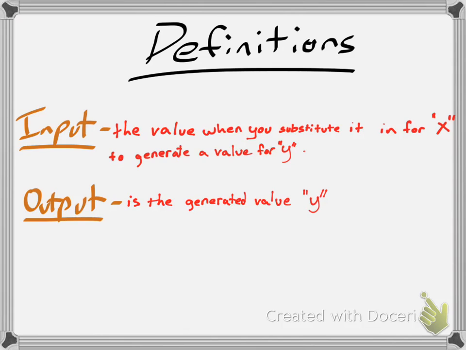So if I said pizzas cost $2 apiece plus $3 delivery fee. What if you order 4 pizzas? The 4 would be the input. So you do 4 times 2, which is $8, plus the $3 delivery charge, which is 11. And 11 is considered the output. It's the total amount that you owe, or the end value. It is generated by that value of x.